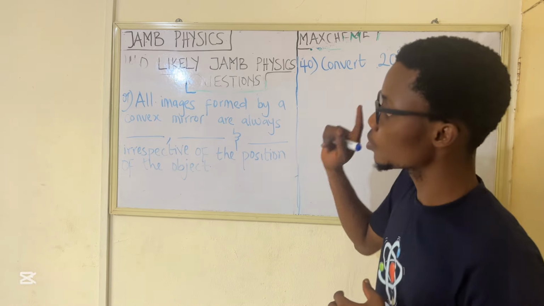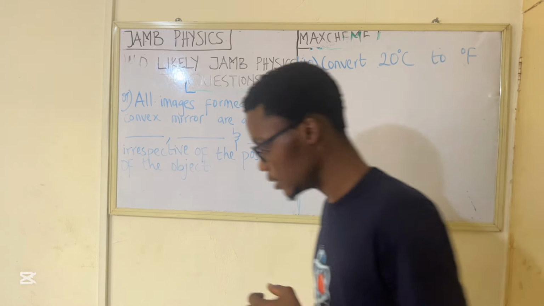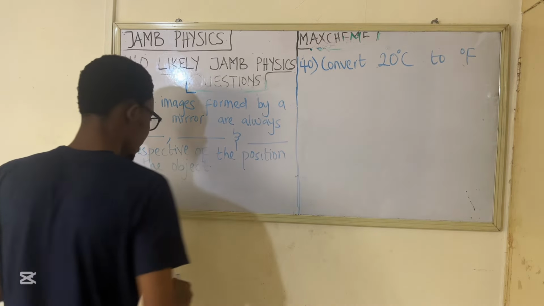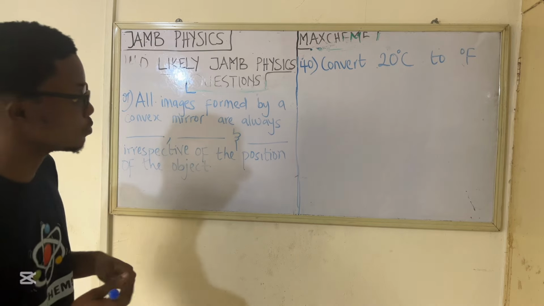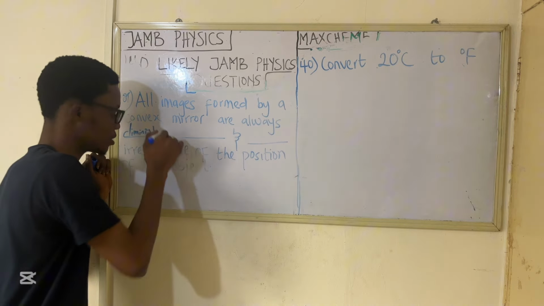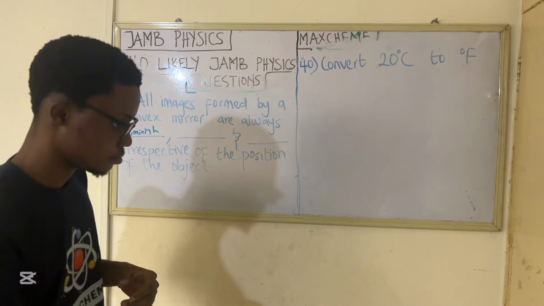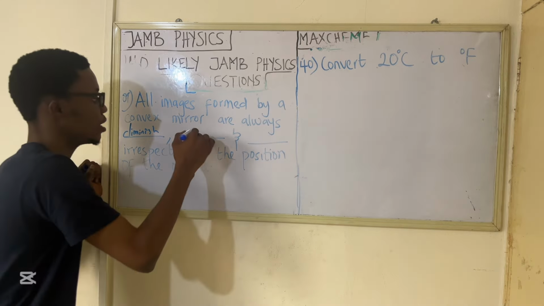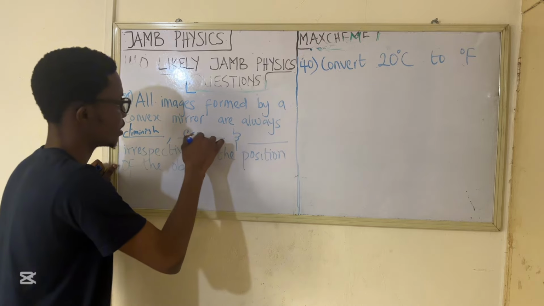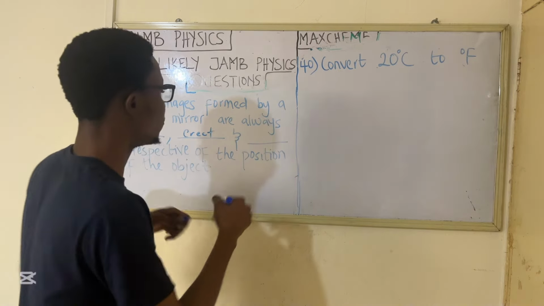Now, in a convex mirror, irrespective of the position of the object, the image is always diminished. Diminished means reduction in size. It won't be the actual size. Erect, another name for erect, is upright. And virtual.